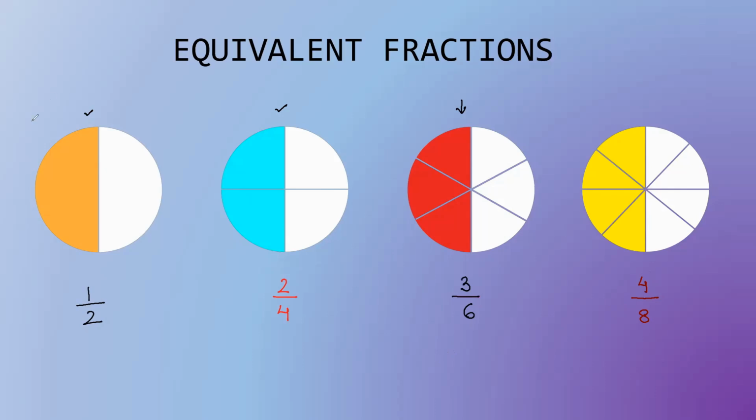Now, these fractions look different, as one of them is 1 by 2, the other is 2 by 4, 3 by 6, 4 by 8. But visually, they all represent the same amount of shaded portion. Hence, we call these fractions equivalent fractions. So the fractions which visually represent the same amount of shaded portion are called equivalent fractions. Now with this, let us understand how we find equivalent fractions.